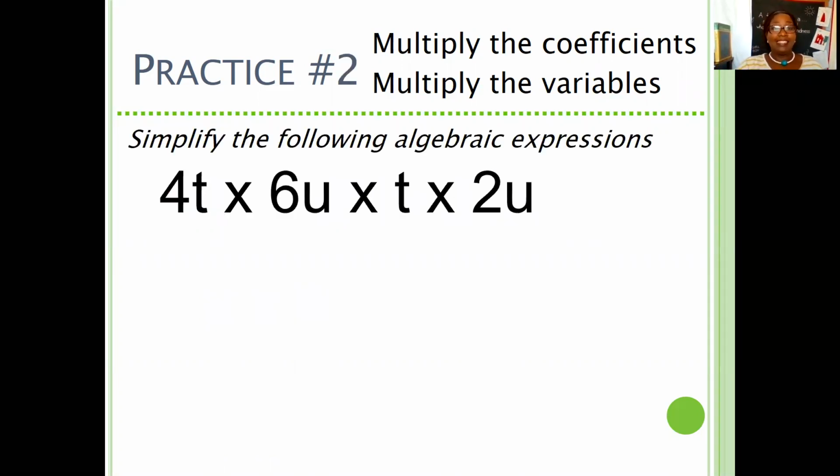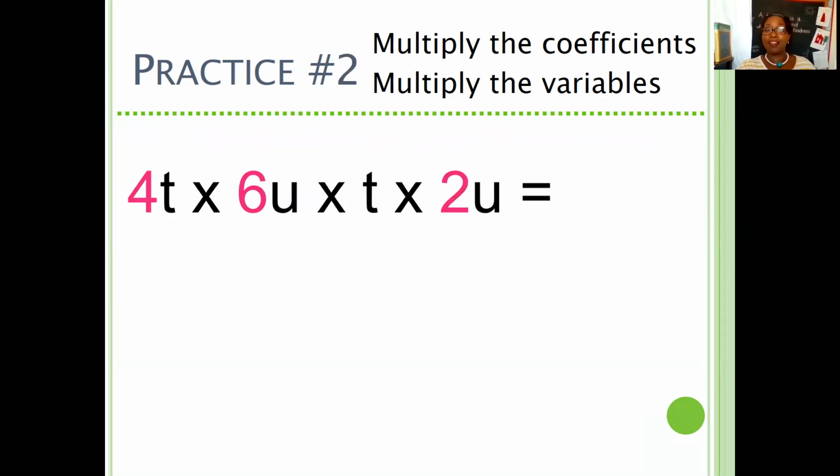All right. Ooh, this one has 4 terms. But this doesn't scare us at all because we know it's really just 2 steps. First, we're going to multiply our coefficients. There they are, 4, 6, and 2. So 4 times 6, 24. Good. 24 times 2, 48.